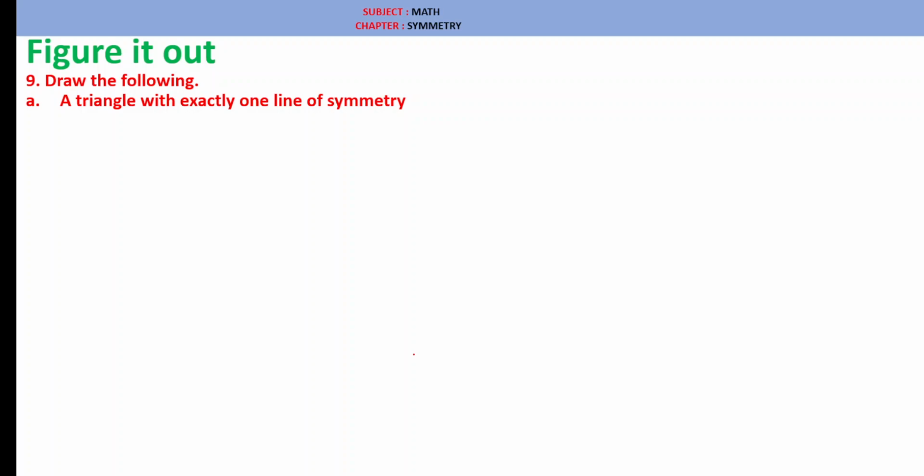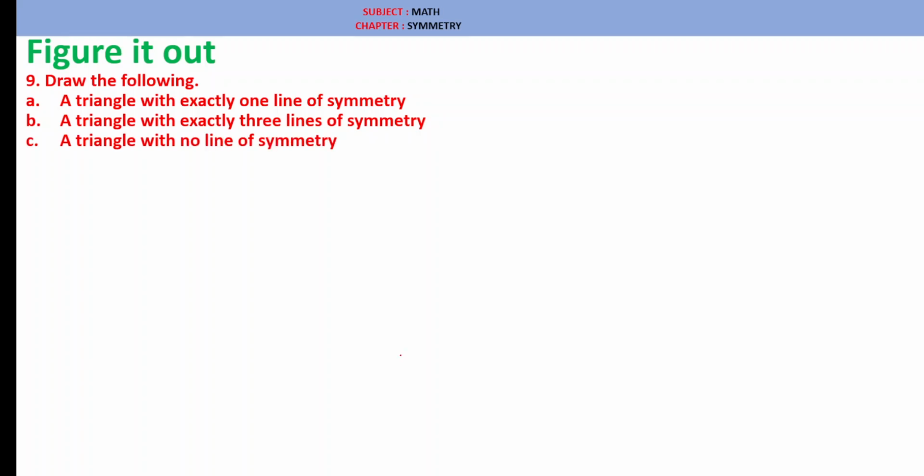Figure it out. Draw the following. A triangle with exactly 1 line of symmetry. A triangle with exactly 3 lines of symmetry. A triangle with no line of symmetry. Is it possible to draw a triangle with exactly 2 lines of symmetry?